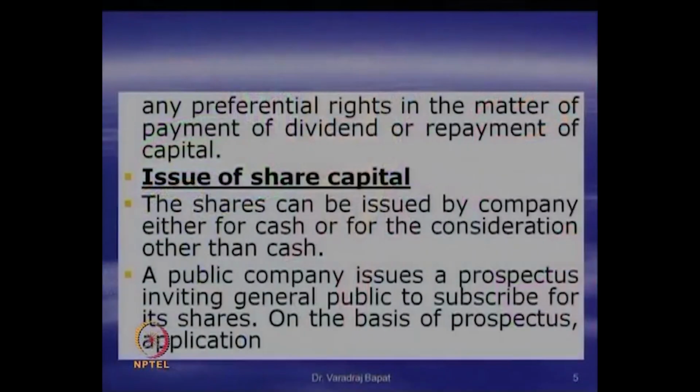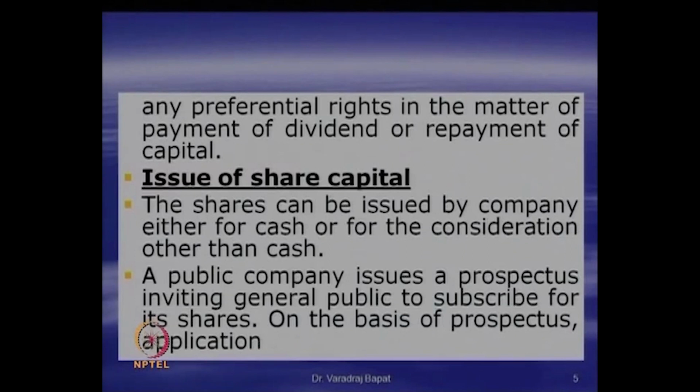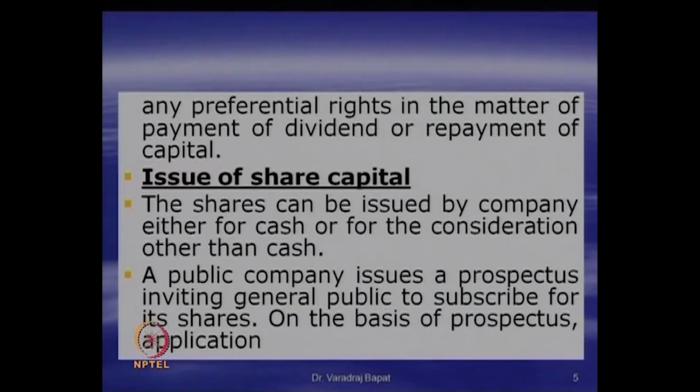Okay, so these are the main two types of shares. As I told you, equity shares are the main shares. All shareholders are at par. That's why they are known as equity shares. Now let us understand what is the issue of share. As we have seen earlier, the sale of share by the company is known as the issue.